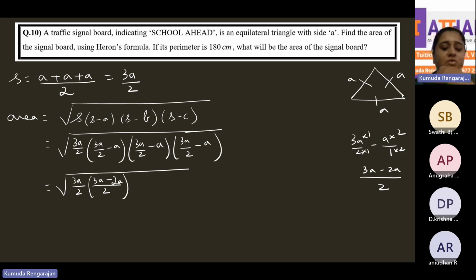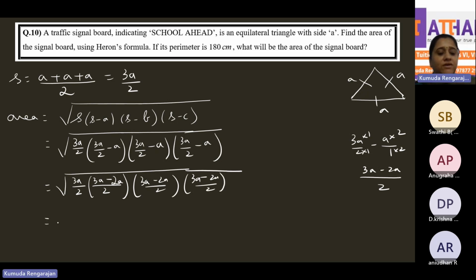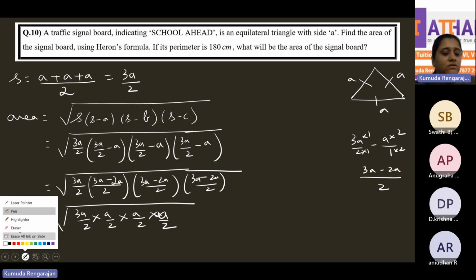3a minus 2a by 2. Same thing you will get in all the three places: 3a minus 2a by 2. Now simplify. So square root of 3a by 2 into what is 3a minus 2a? a. So you'll get a by 2 into a by 2 into a by 2. How many a by 2s can you see?